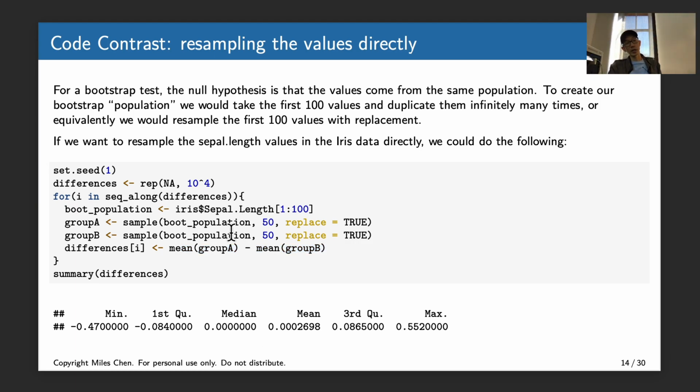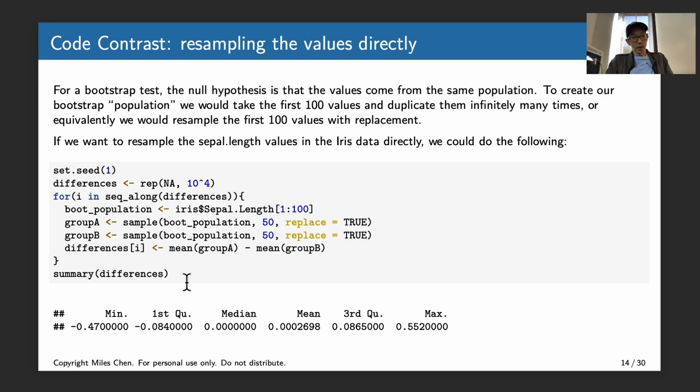So as expected, when you resample the same population twice, the difference is centered around 0. You look at the median, you look at the mean, and the difference that we see is centered around 0. We get a difference of 0.0002698 on average. Out of our 10,000 times, the biggest difference I saw between group A and group B's mean was 0.552. The most negative difference I saw between the mean of group A and the mean of group B was negative 0.47.